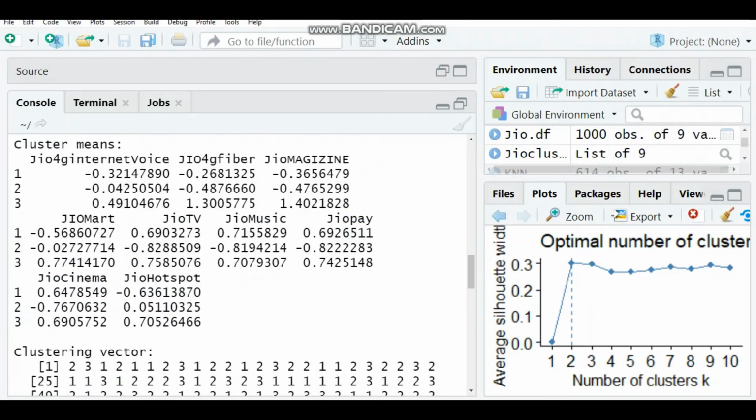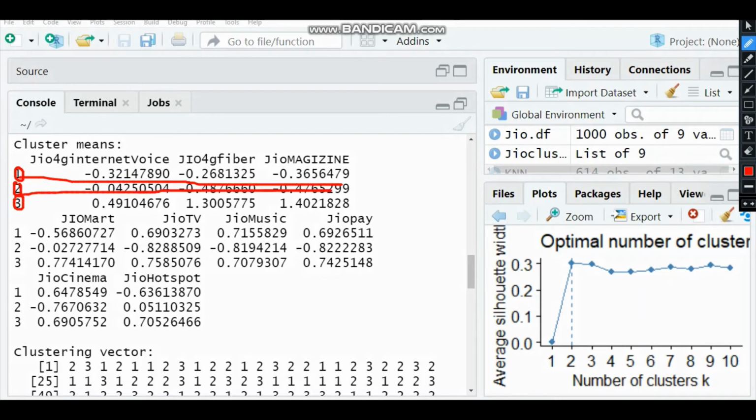Let us interpret one by one. If you interpret the first cluster, you have to check that there are 3 clusters, 1 2 3, these are the clusters, and these are the row wise service usage values. Okay, you have to read row wise.